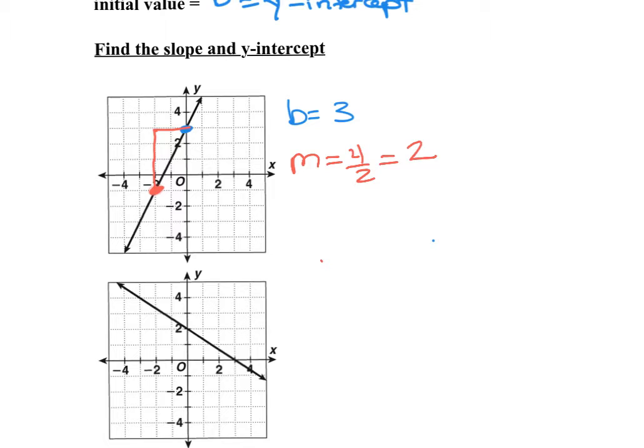Well, you can just go up 2. Yep, you can. You could have gone up 2. You don't have to go over 1. But even if you do it with any 2 points, it's going to simplify to 2, no matter which points you take.